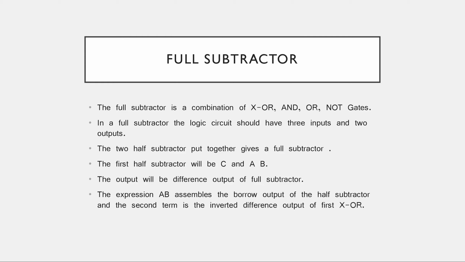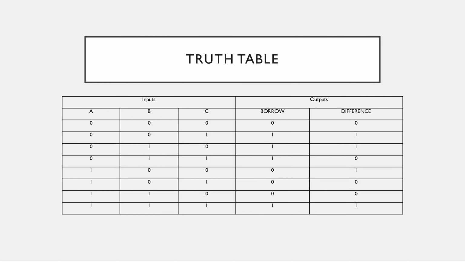The first half subtractor will be 0 and AB. The output will be the difference output of full subtractor. The expression A'B represents the borrow output of the half subtractor, and the second term is the inverted difference output of the first exclusive OR gate. Now we see the truth table. Here we have three inputs and two outputs.